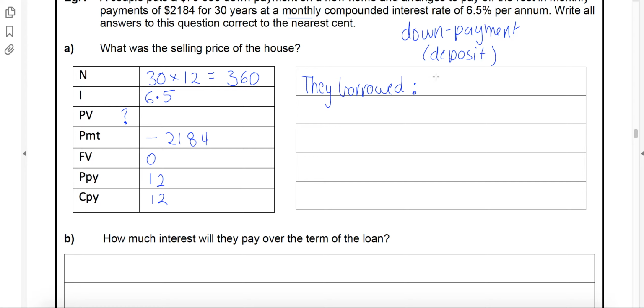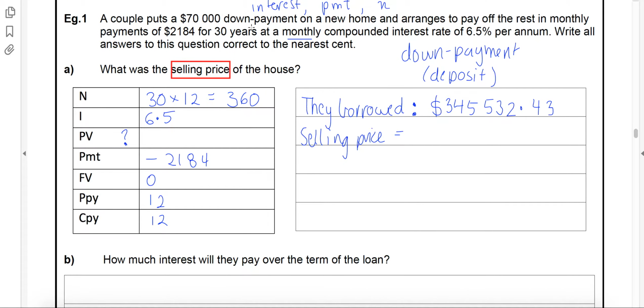So in your calculator, you should get 345,532, and rounding that to 2 decimal places, 0.43. Now, if we just left it like that, unfortunately, we wouldn't get the full marks because we were actually asked about the selling price of the house, not what these people had to borrow from the bank, but what that house cost them altogether. So selling price must include that deposit that they also put down, which was up here, the $70,000.